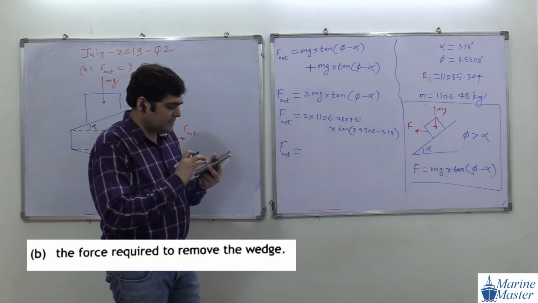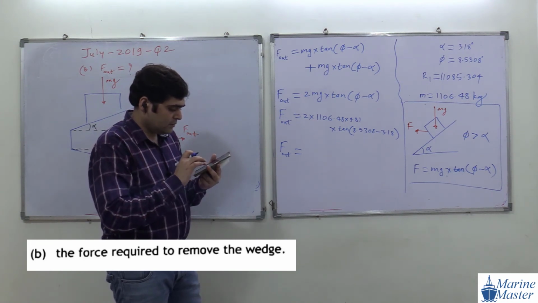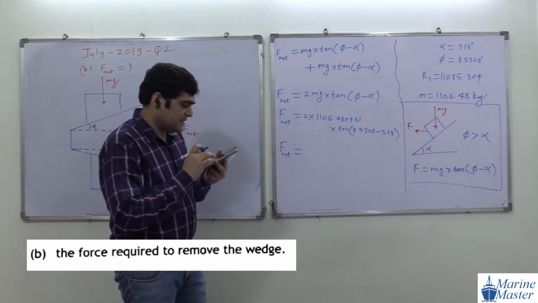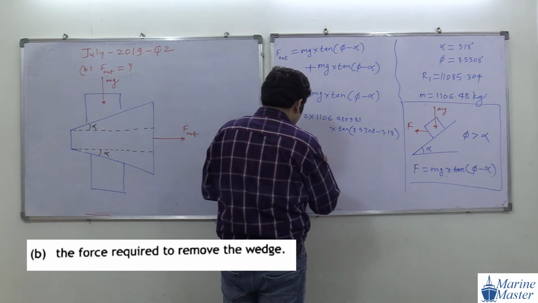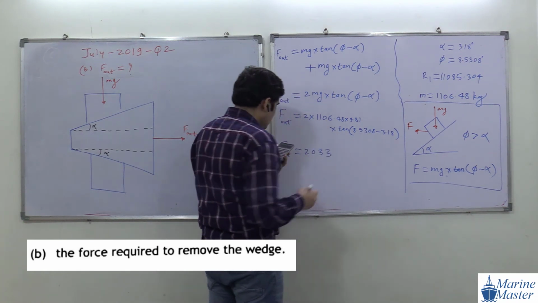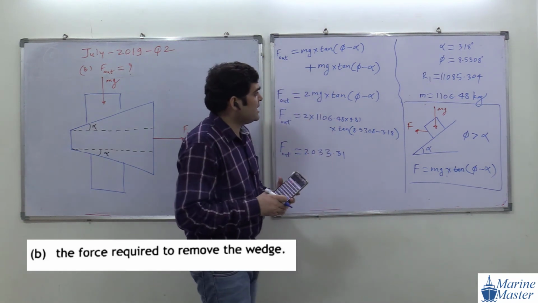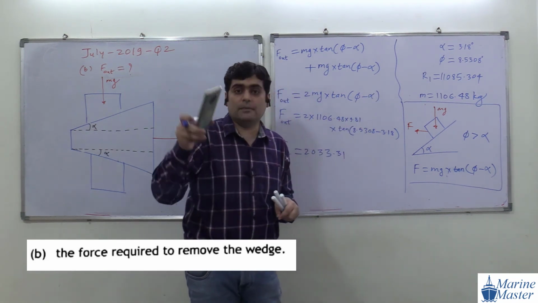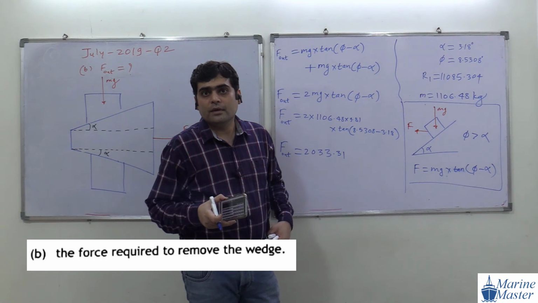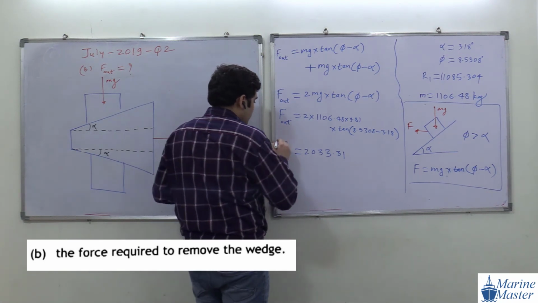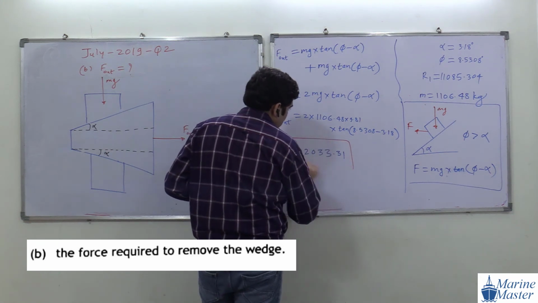How much force do we require? Yes, correct. Very good, so 2033. It will require less force, because in this scenario it is phi minus alpha, while earlier it was phi plus alpha. Are you getting my point? So this is our F out.